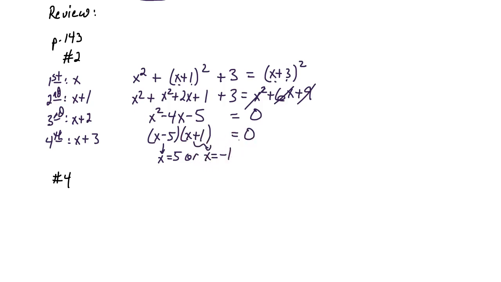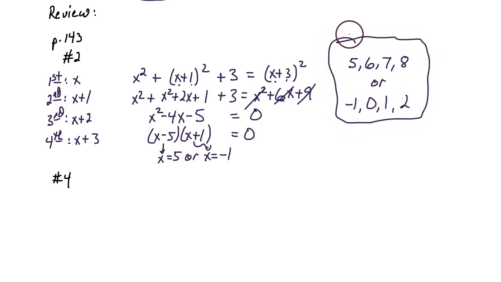This was a word problem, so we need to check this against the original question. We're looking for 4 consecutive integers. So if x was 5, then our first integer is 5, second is 6, the third is 7, and the fourth is 8. Or, if x was negative 1, then the next one is 0, the next one is 1, and the next one is 2. Here are the answers to this word problem.